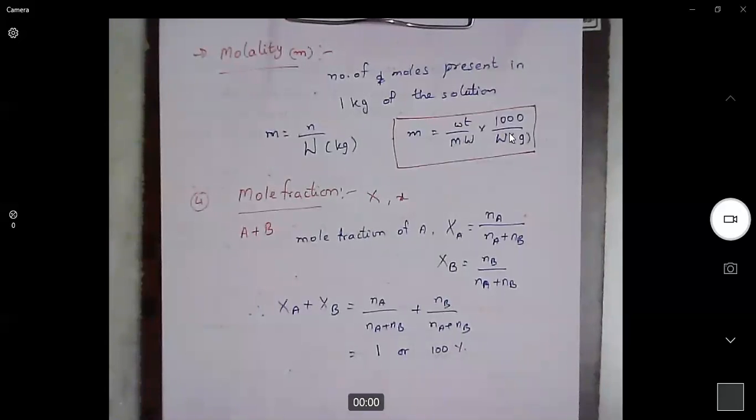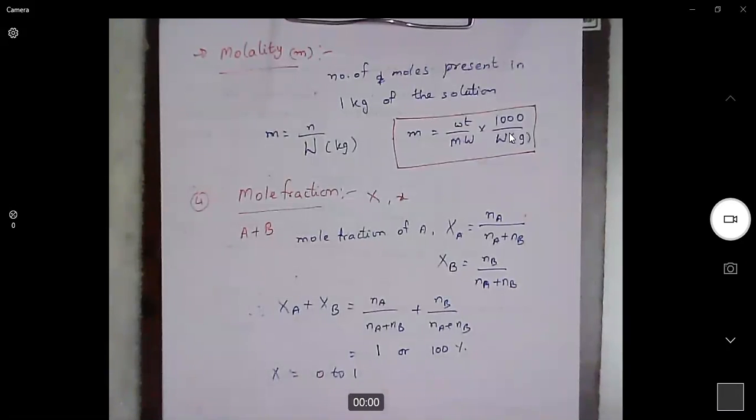So what is the range of mole fraction? The range of mole fraction is from 0 to 1. If there is only one component in a solution, then mole fraction becomes 1. Or if it is a very dilute solution, then also we will say mole fraction becomes almost 1.